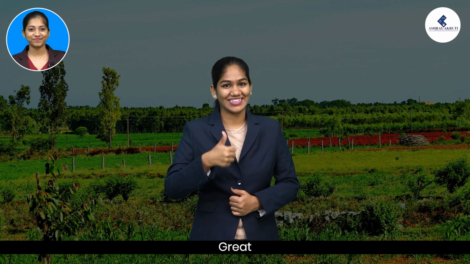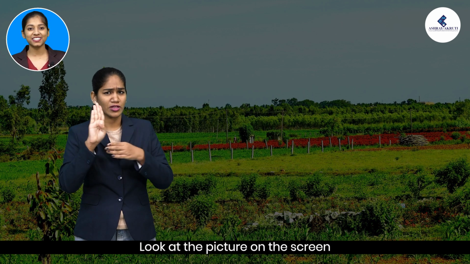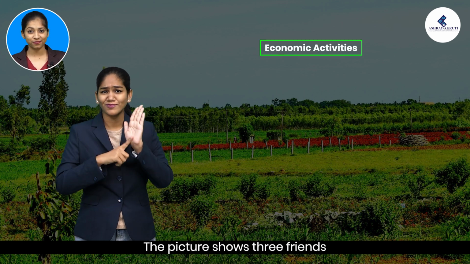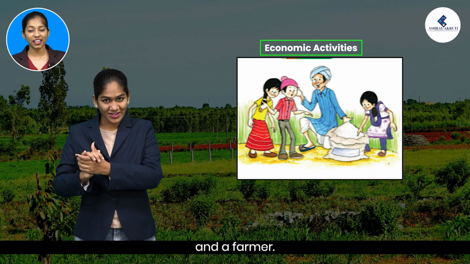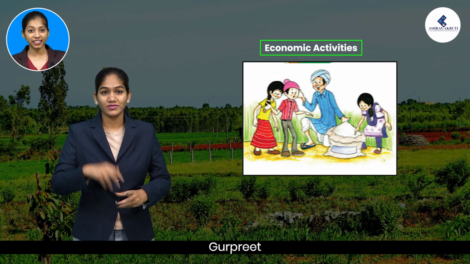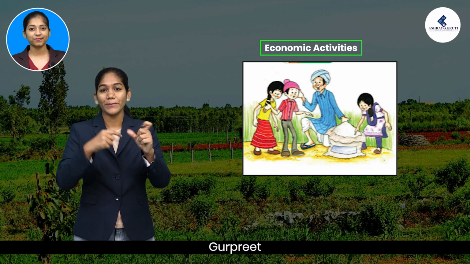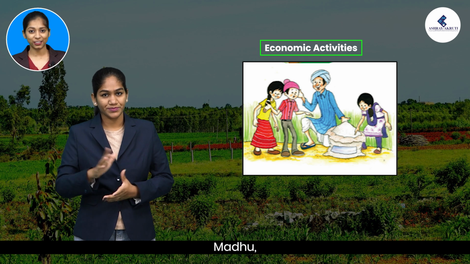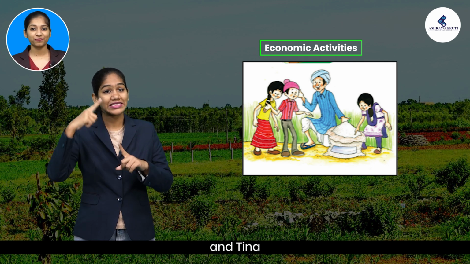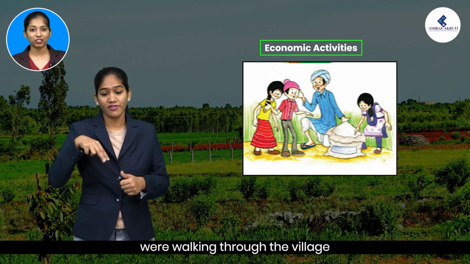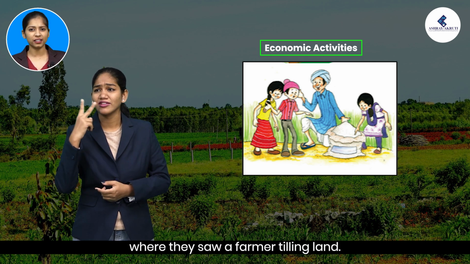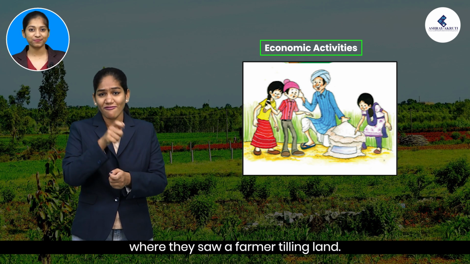Great. Look at the picture on the screen. The picture shows three friends and a farmer. Gurupreet, Madhu and Tina were walking through the village where they saw a farmer tilling land.